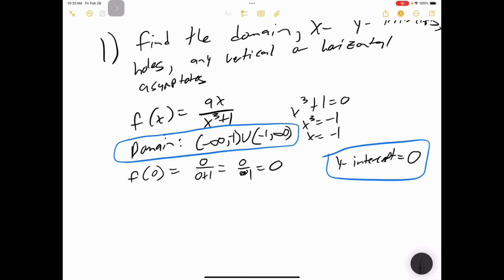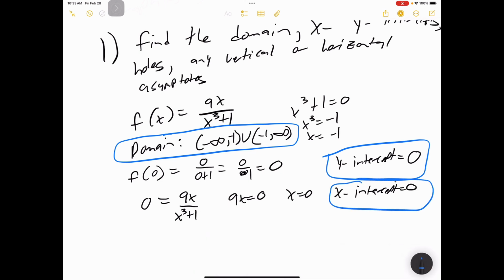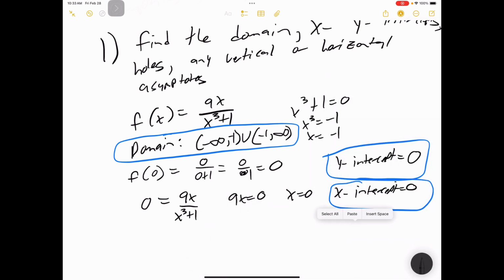Our x-intercept is when we have 0 equals 9x over x cubed plus 1. When y is 0, we have our x-intercept. And we can multiply both sides by x cubed plus 1, and we get 9x equals 0. Divide by 9, x equals 0. Our x-intercept is equal to 0. And I mean, that makes sense, right? Because we found the point 0, 0 on the graph, and if we were to draw a graph, we would see the point 0, 0 crosses both the x and the y-axis.